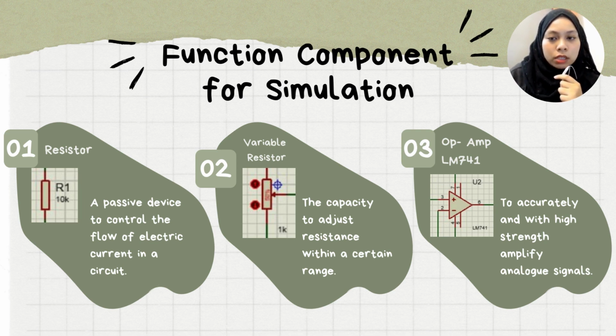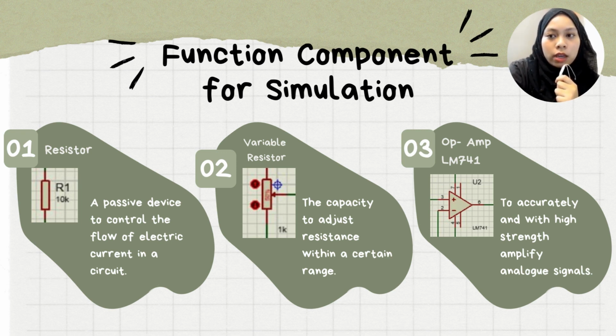Okay, for function of components for simulation, there are a few types of components that we have used for our project. The first one is the resistor. Basically, a resistor is a passive device to control the flow of electric current in the circuit and to offer particular resistance values as well as split or adjust the voltage. Next is the variable resistor, known as a trimmer resistor or potentiometer, with the capacity to adjust resistance within a certain range.